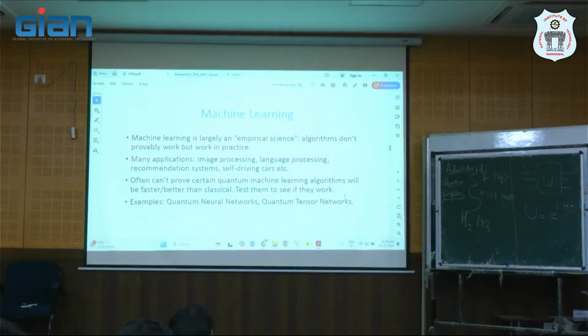Now machine learning, right? Machine learning, AI, of course, we all know these days. So many people are using ChatGPT and all that. Of course, machine learning things are hard to prove, like provable speedups. If you want to give a rigorous proof, it's not so easy. But again, they work very well in practice, right? And they have several applications: image processing, language, the large language models, LLM, language processing, recommendation systems, self-driving cars. So many applications are there for AI, ML, correct?